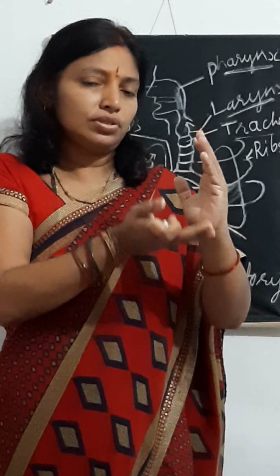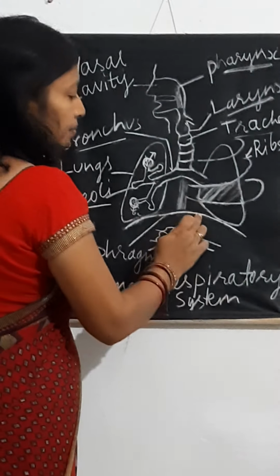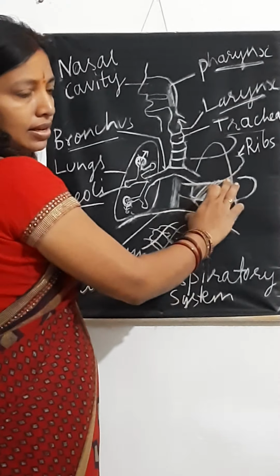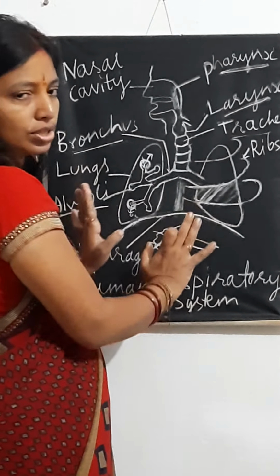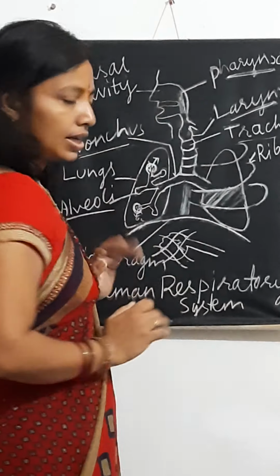While exhaling, the process is reverse. Both the diaphragm and the rib muscles relax. As a result, everything comes back to its original form and the air is exhaled out.